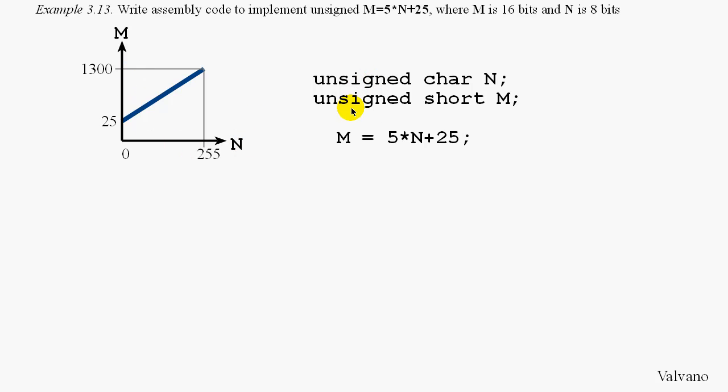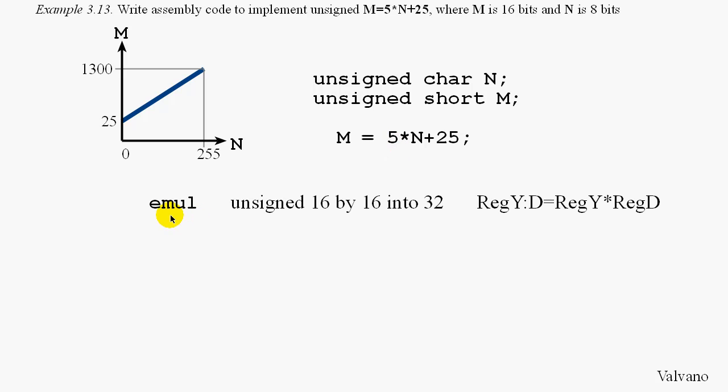If we were doing this in C, we would define an 8-bit unsigned variable using unsigned char, and the 16-bit unsigned variable using unsigned short, and we'd calculate n times 5 and add 25 and store it back. The compiler would automatically convert or promote n to a 16-bit value, perform a 16-bit multiply, 16-bit add, and store the result. In assembly language, we're going to have to do each step explicitly. Let's begin with the multiply.